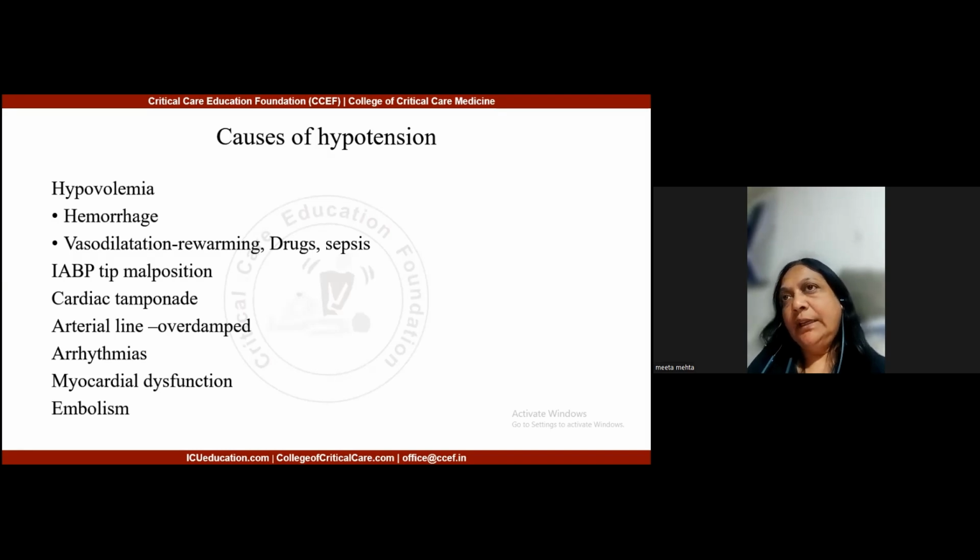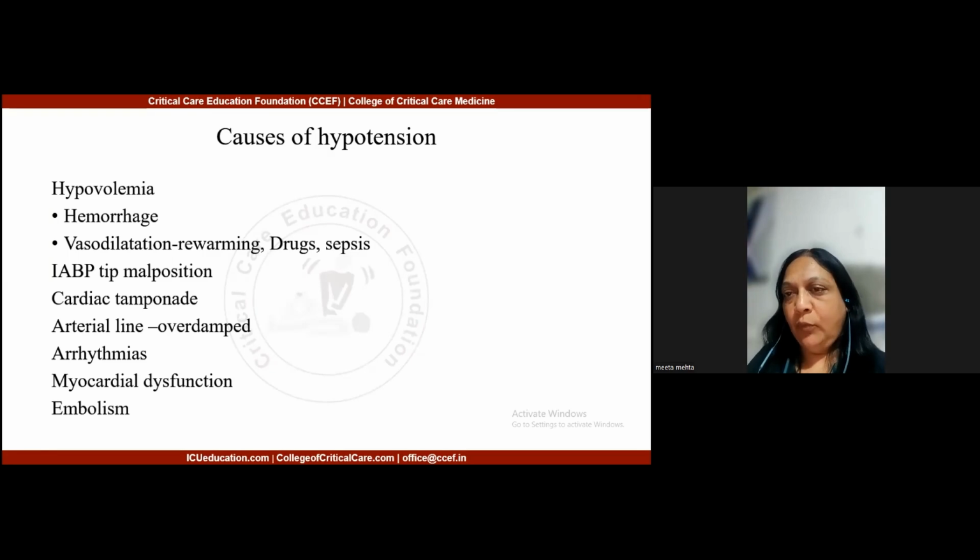Then the second important thing is always think the patient has come from OT. Dr. Vivek already told you that you need to take the handover. In that handover, you need to know what grafts have been put. Number one, whether it was on pump or off pump. Number two, what grafts have been put, like arterial grafts versus venous grafts. One important thing is if the patient has got arterial grafts, these patients will not tolerate hypotension.